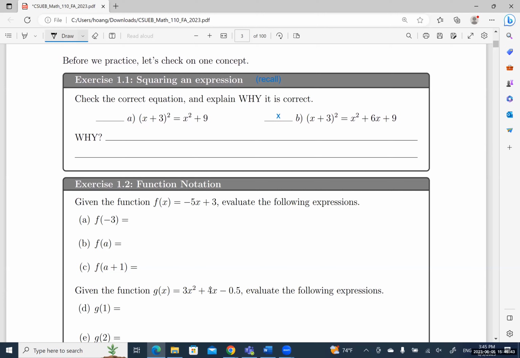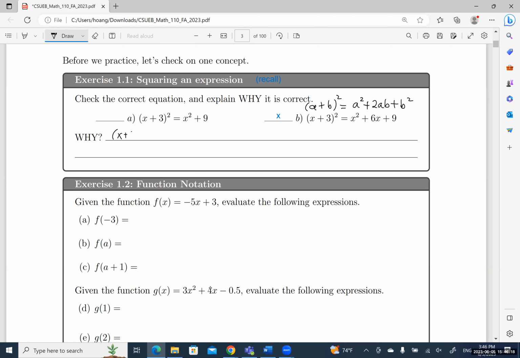When you do a squaring an expression, you may have to remember formulas like (a + b) squared equals a squared plus 2ab plus b squared. But if you cannot remember that formula, what do you do? You will just multiply the factor by itself.